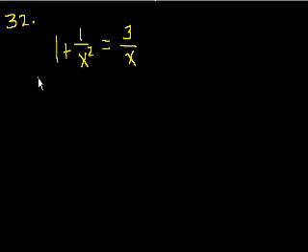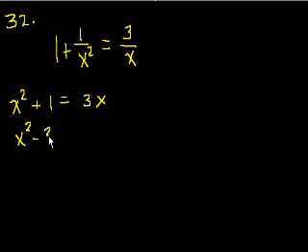The easiest way to do that is to multiply everything by x squared. So let's multiply both sides of this equation by x squared, and then we'll get, see, x squared times 1 is x squared. X squared times 1 over x squared, well, that's just 1. And then x squared times 3 over x, that's 3x squared over x. X squared divided by x is just x, so that is equal to 3x. We could subtract 3x from both sides, and you get x squared minus 3x plus 1 is equal to 0.